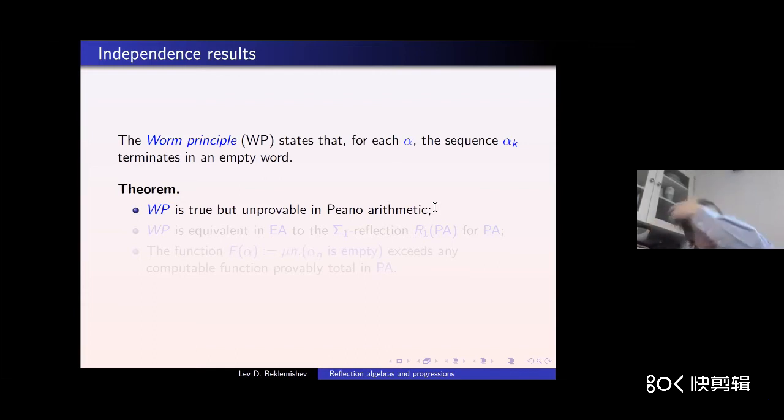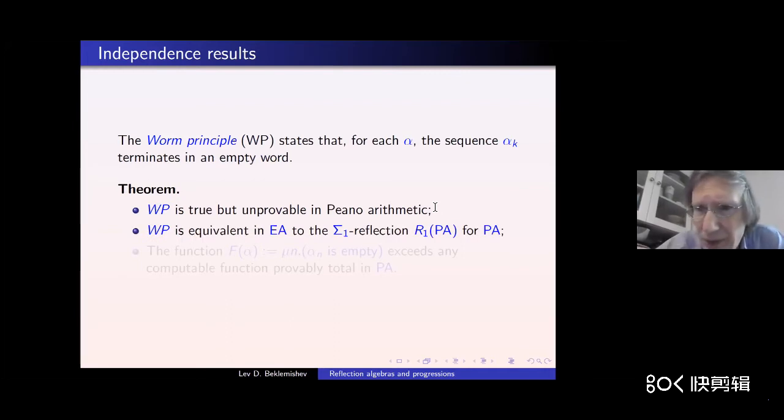Okay. Moreover, we can say that WP is a kind of Gödelian type of statement, in the sense that it is equivalent to the so-called sigma-1 reflection principle for Peano arithmetic. I will explain later in my talk what it means. For now it will be sufficient to know that this is a kind of statement generalizing Gödel's consistency assertion for PA, an independent sentence for Peano arithmetic.